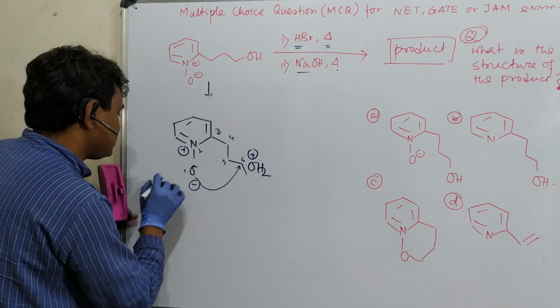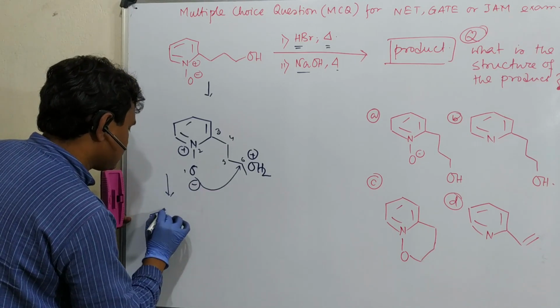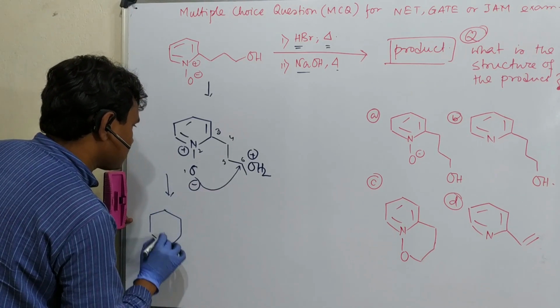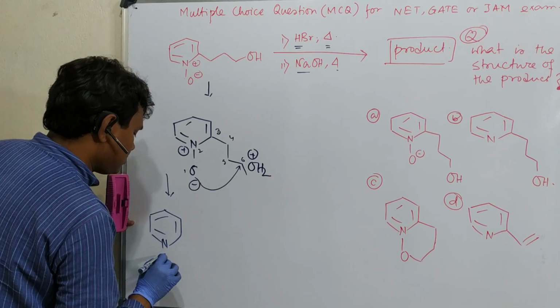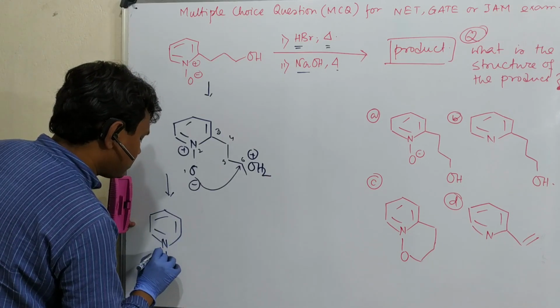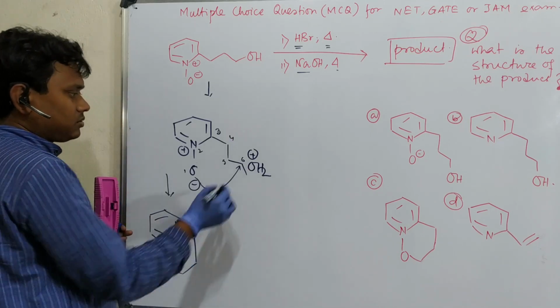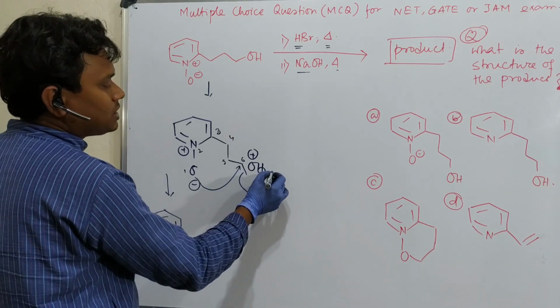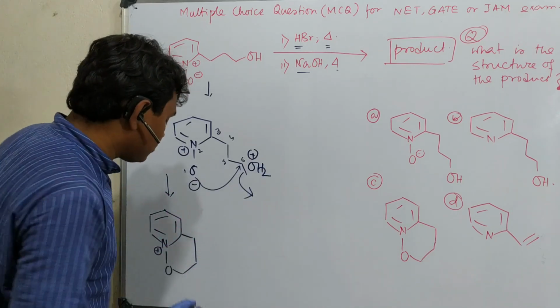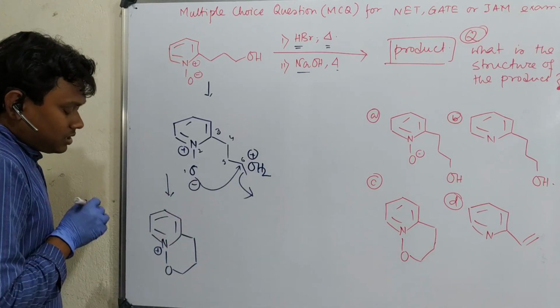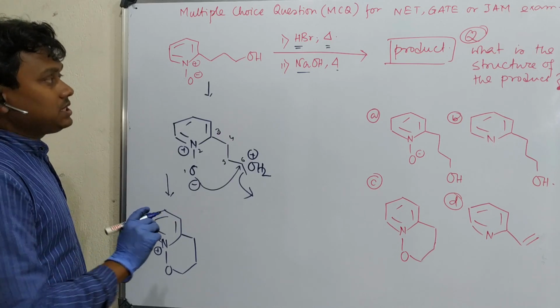So the product is this, with the O plus charge. This is a 6 member ring. It will leave OH2, a neutral leaving group, a good leaving group. Fine, so this is the first step.